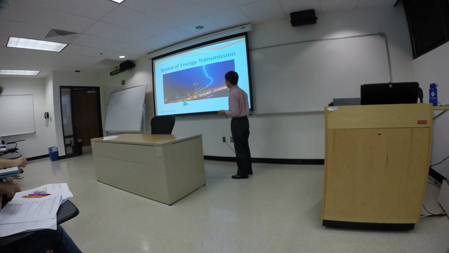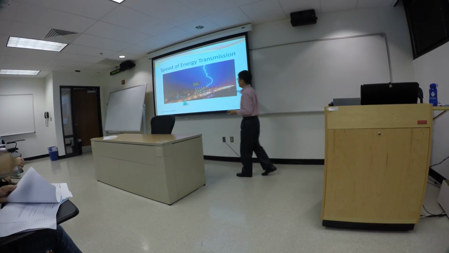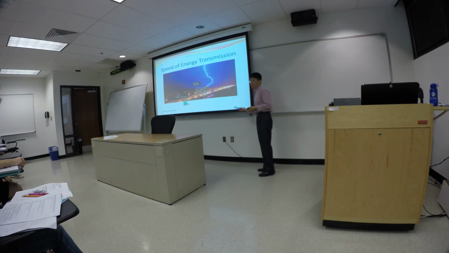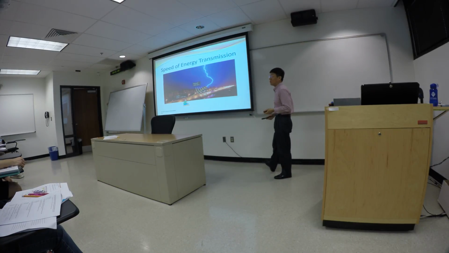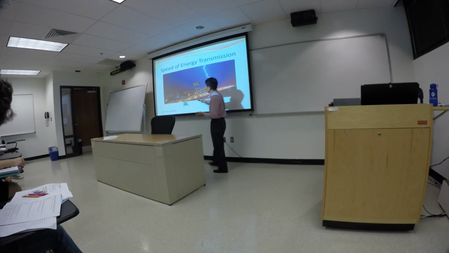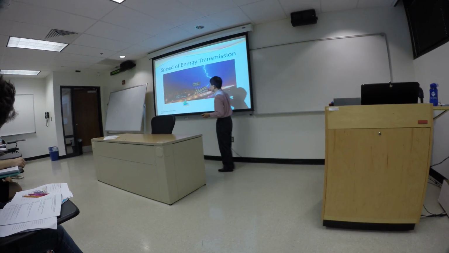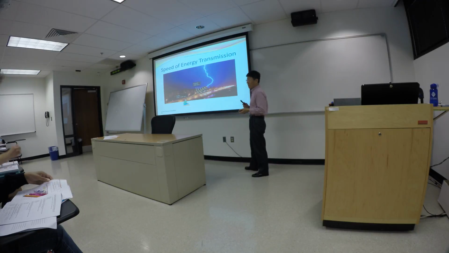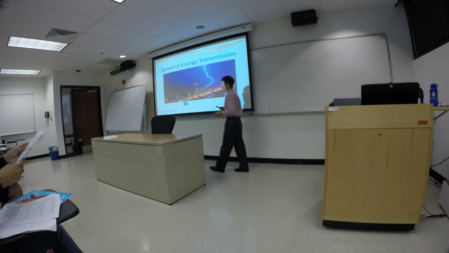But the speed of the energy transmission, we know light is another type of speed. Light travels much faster. Electromagnetic radiation travels much faster. And this is the speed of light: 3.00 times 10 to the 8 meters per second. 10 to the 6 is a million, so that's 300 million meters per second. So that's a very fast speed.